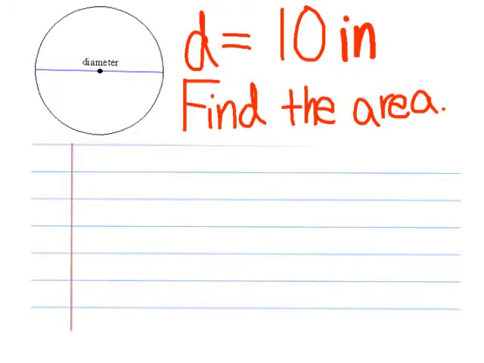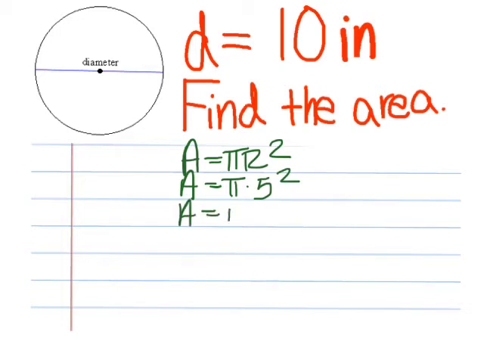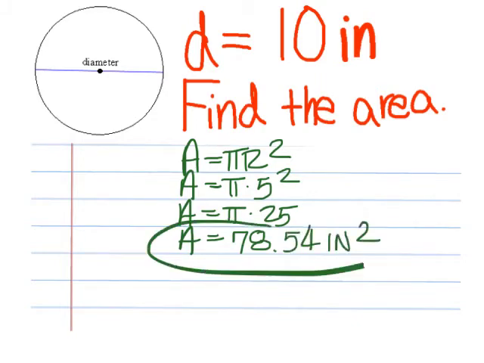Solution for practice 2. The diameter is 10. Start with the formula A equals pi r squared and then plug in, not 10, but what for the radius? 5, yes, 5, and square the 5 to come up with 25. 25 times pi in the calculator will give you 78.54 inches squared.